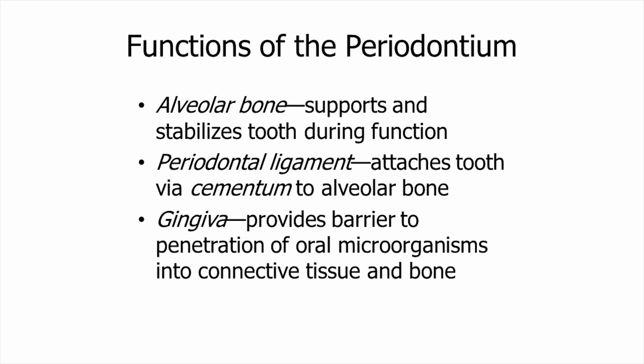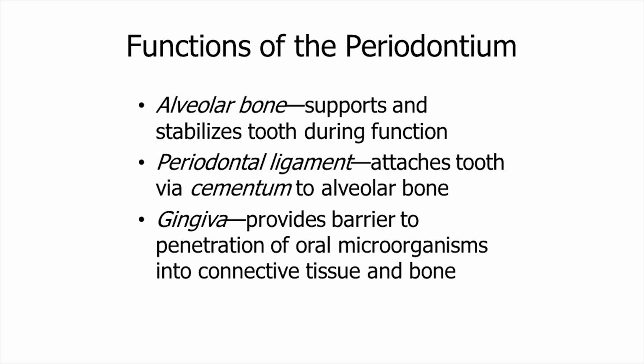Now, let's just refine these definitions a little bit better, or just reinforce them. The alveolar bone is that part of the jawbone that actually physically supports the tooth. It's not the entire jawbone. The periodontal ligament is what attaches the tooth to the bone, but it's via cementum on the tooth root, which is a very thin layer of hard tissue.